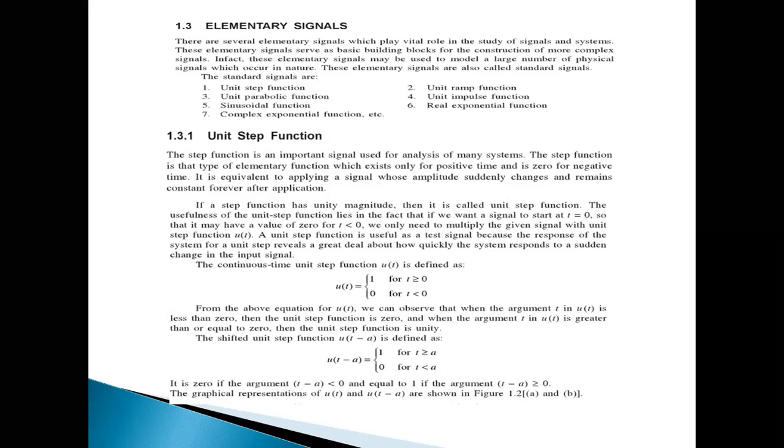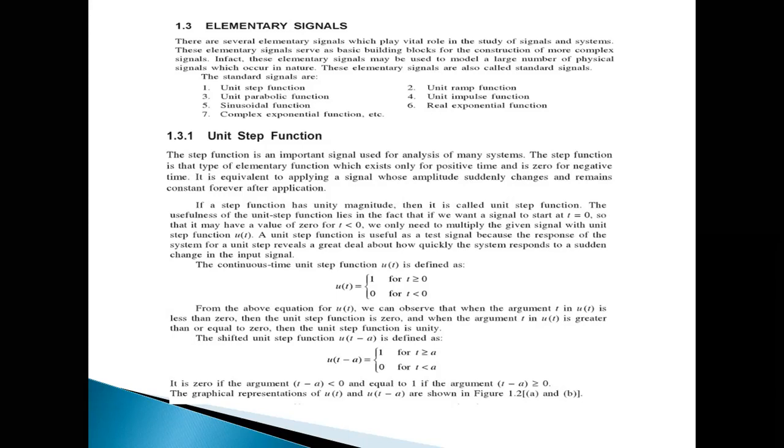The reference is at the origin, means that t equal to 0. If t equal to 0 is the reference, the sample is shifted by A samples, towards the right side or the left side. A right shift means u(t minus A) equal to 1, because the step function has unity magnitude, for t greater than or equal to A, and 0 for t less than A.